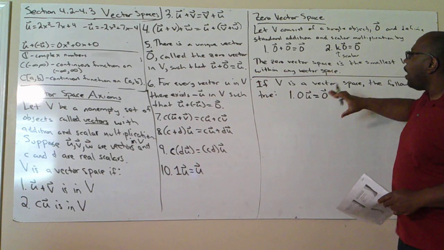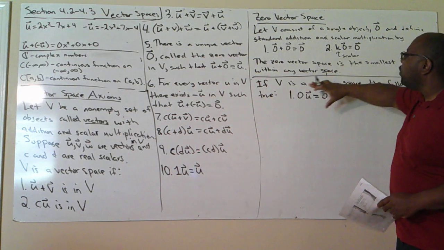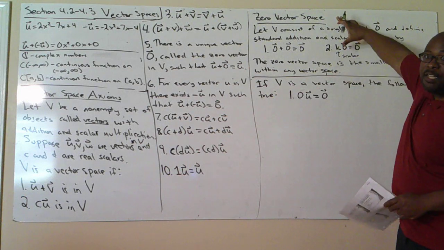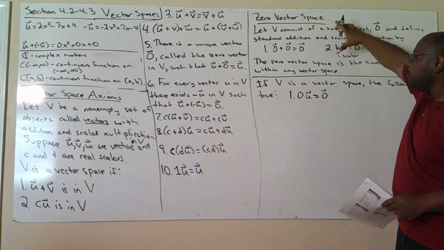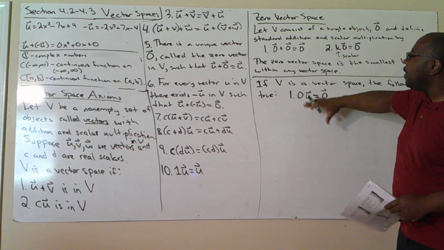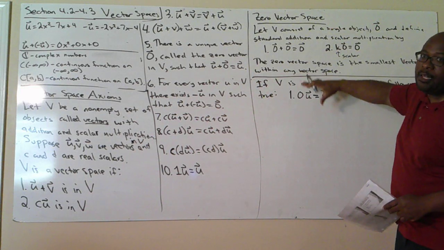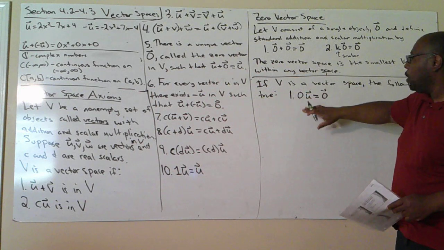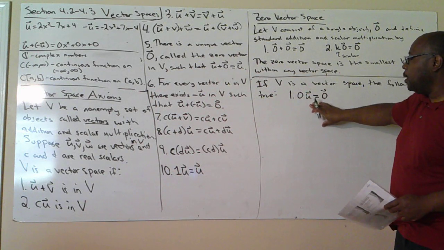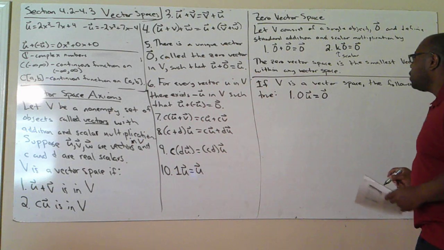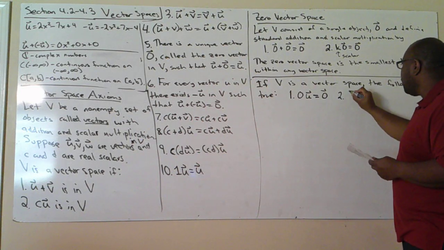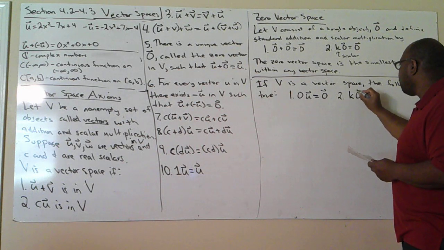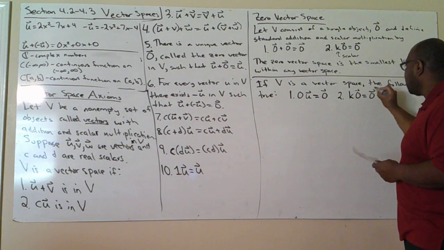Okay. Now, before I keep going, these properties have nothing to do with this zero vector space idea that I have up there. The zero vector space is the smallest vector space. What I'm doing here is talking about any vector space, and the following properties are going to be true. 0 times u is going to be equal to the zero vector. 2, k, which is another scalar, times the zero vector is equal to the zero vector. That's always true.